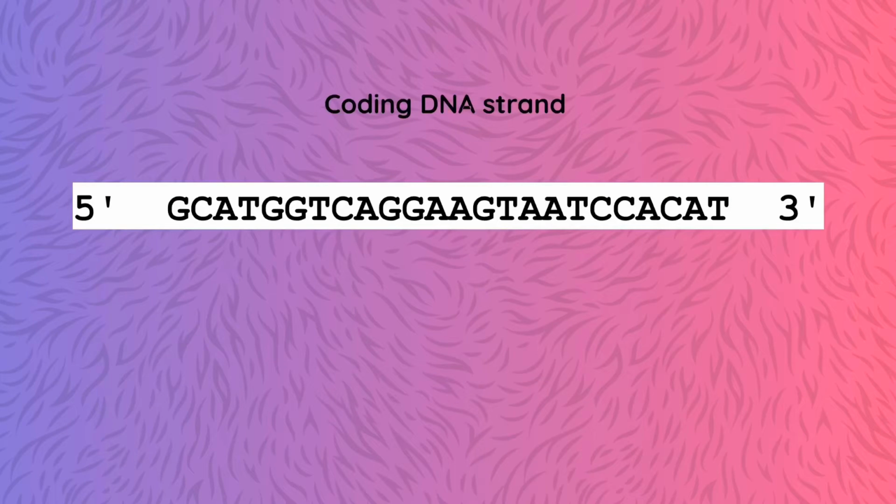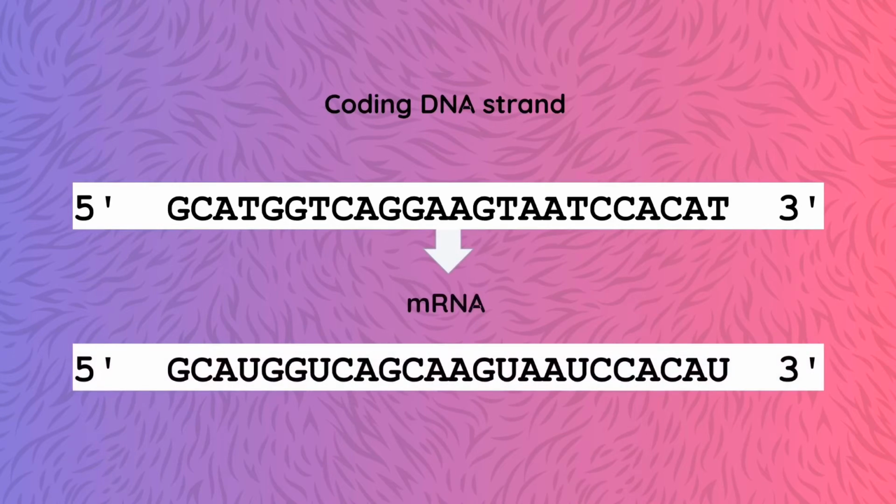Here I rewrote the coding strand in the 5' to 3' direction. A simple way to transcribe our mRNA strand from the coding strand is to replace all the T's with U's, making sure to also write it in the 5' to 3' direction.